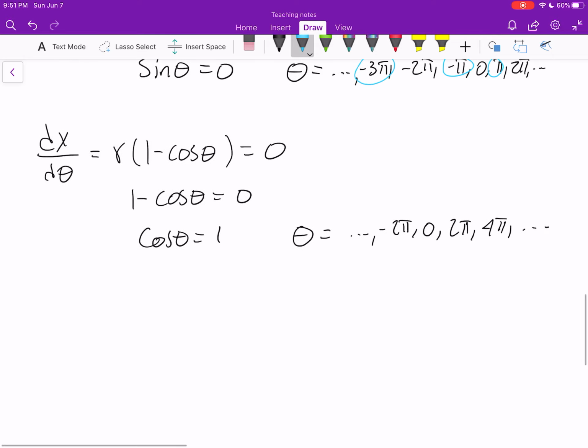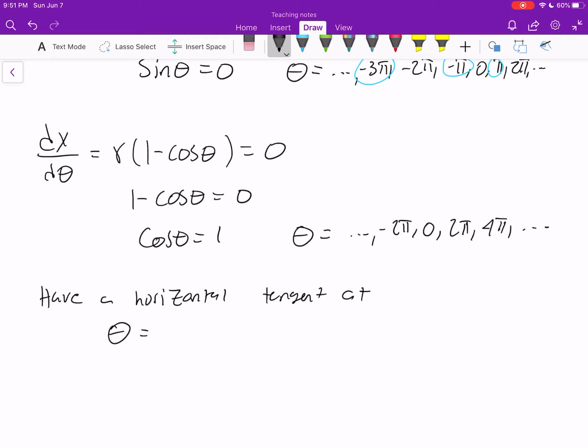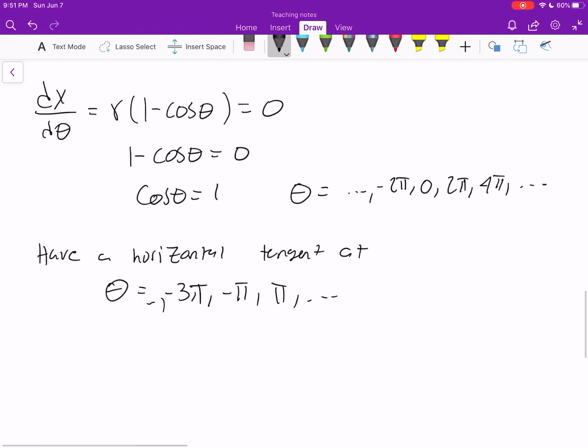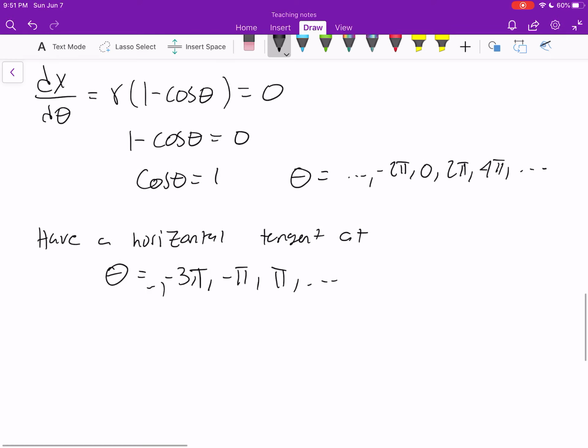So that tells me that I for sure have a horizontal tangent at theta equal to negative 3 pi, negative pi, pi, and all those different values, just odd multiples of pi. The way we're going to write this is theta is equal to (2n minus 1) pi for n an integer.